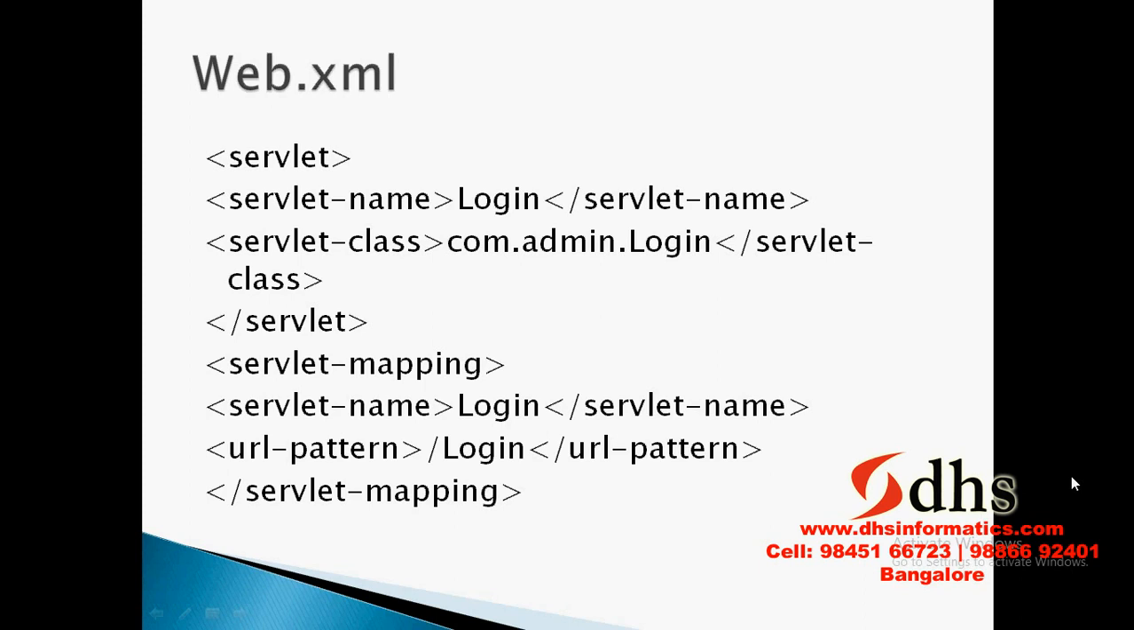So to redirect or to map a request to a particular class, we need the web.xml file. For example, here we are using admin login. So I am sending the URL pattern as login. So that login will be mapped with com.admin.login, that is the login class. Like this, whatever request we are getting, we can redirect to the particular class using the web.xml, that is the deployment descriptor file.